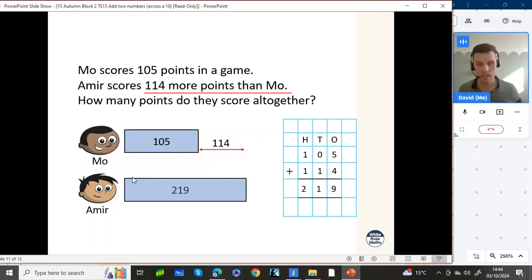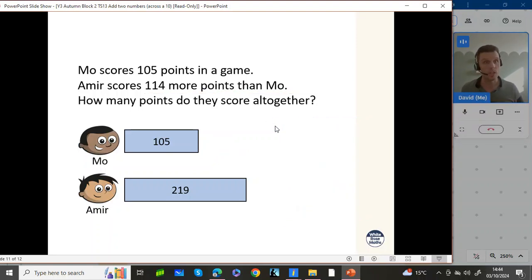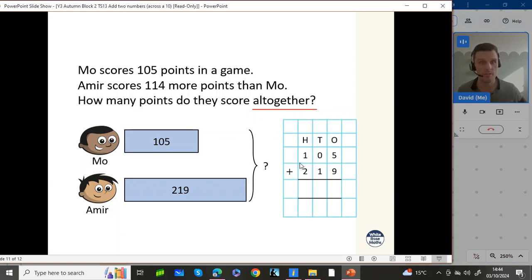But that was only part 1. Now that we know what Amir's score was, the second part of the question said, how many points did they score altogether? Now that's another key word. If you see the word altogether in your question, again, that means add. So we're going to add them together now. So we're going to write our second sum, which this time is 105 plus 219.